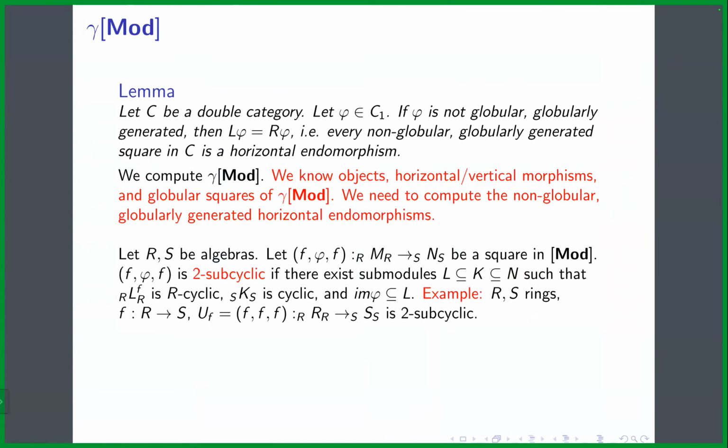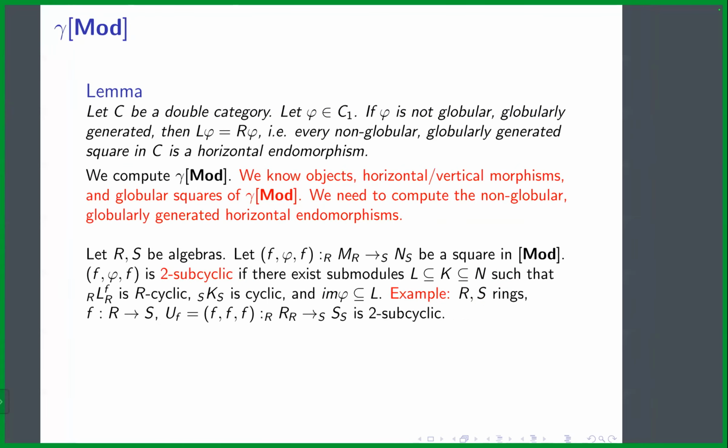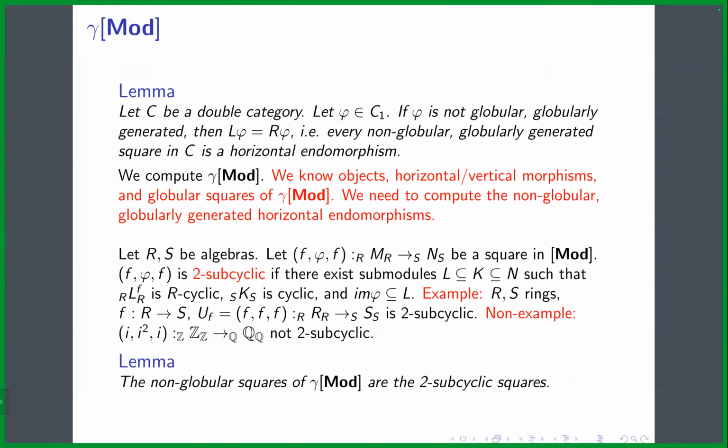So an example here is R and S rings have a morphism from R to S. The horizontal identity is two subcyclic. Now we have the following lemma: the non-globular squares of gamma bracketed mod are precisely the two subcyclic squares. So yeah, we just gave conditions to characterize the non-globular horizontal endomorphism squares that are in the globularly generated piece of bracketed square.